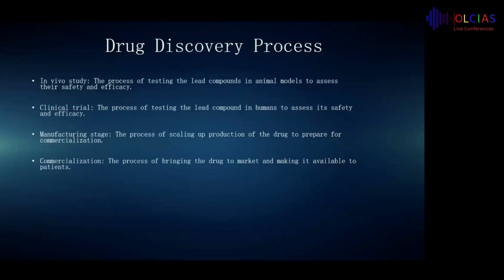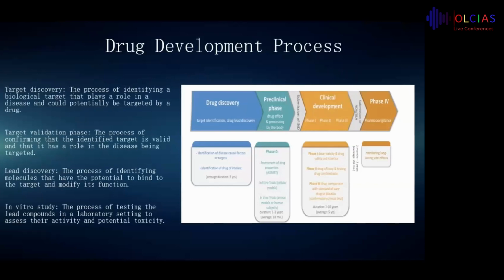Actually, target discovery is the initial step in the drug discovery process, where the aim is to identify a specific biological target that is involved in a disease. This target can be a protein, receptor, an enzyme, or any other molecule that plays a role in the disease. The process of target discovery often involves a combination of genetics, genomics, and other molecular biology techniques.